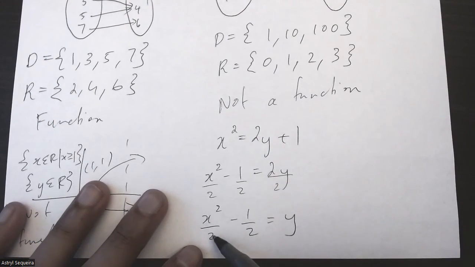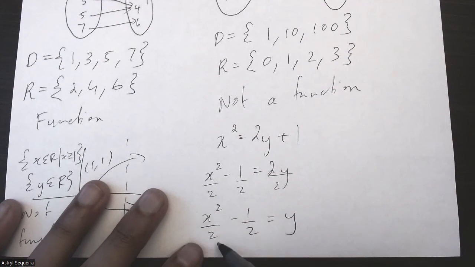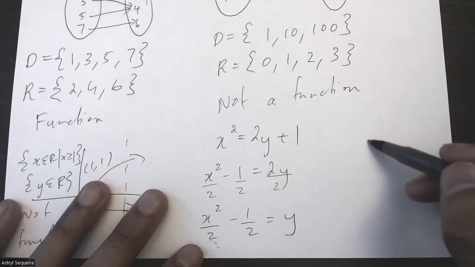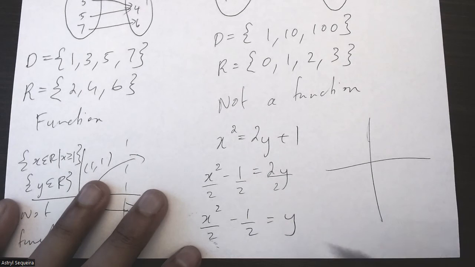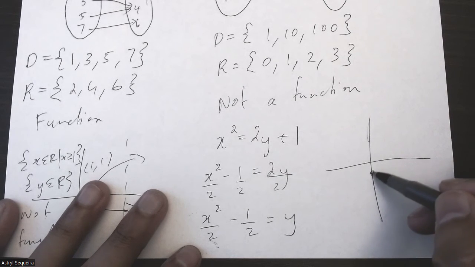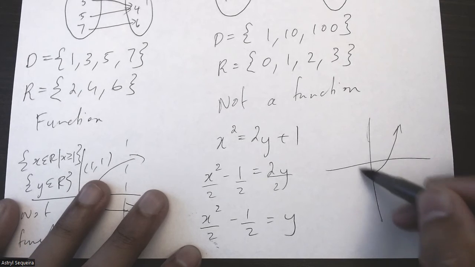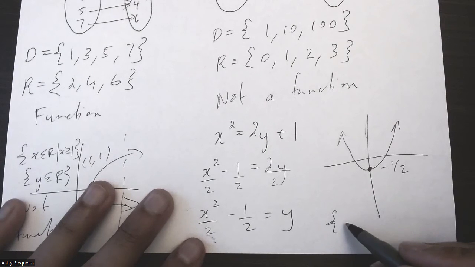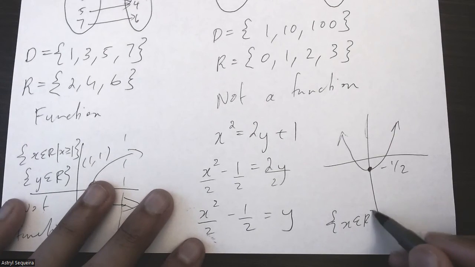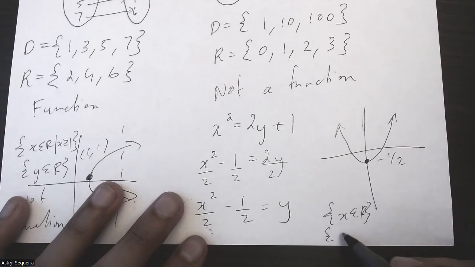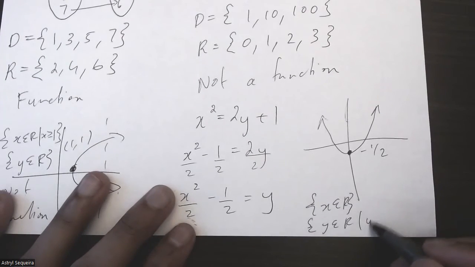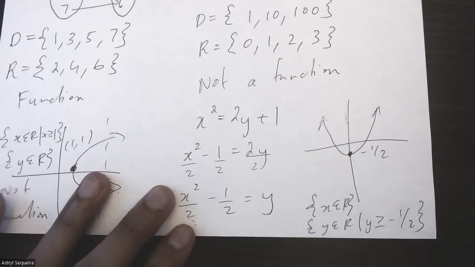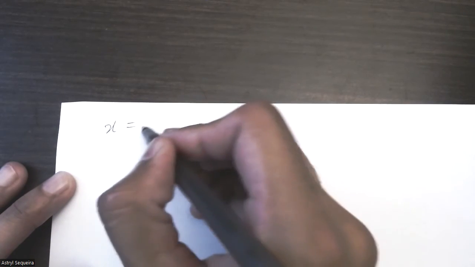So I have x squared over 2 minus 1 over 2 equals y. This is just a quadratic function that has a vertical compression by 1 over 2, and it's also shifted 1 over 2 units down. It's a bit hard to tell, but basically it's a positive quadratic function with the vertex at -1/2. So it looks like that. So our domain is all real numbers for any quadratic function. Our range is just y is an element of all real numbers and y is greater than or equal to -1/2.